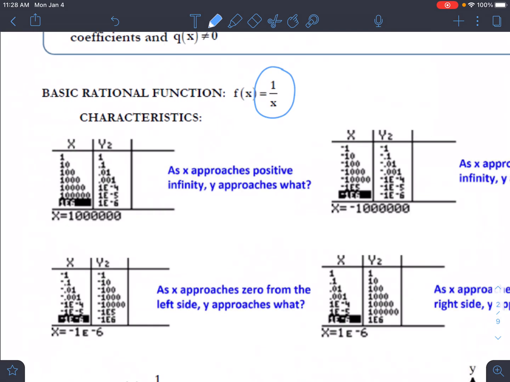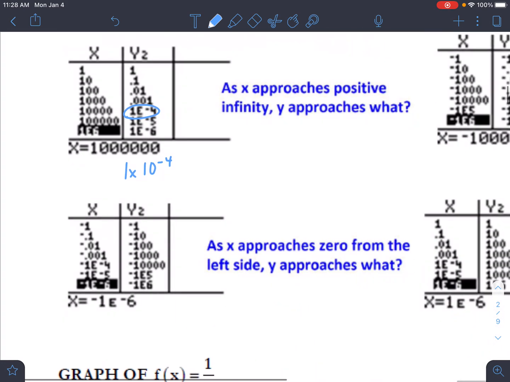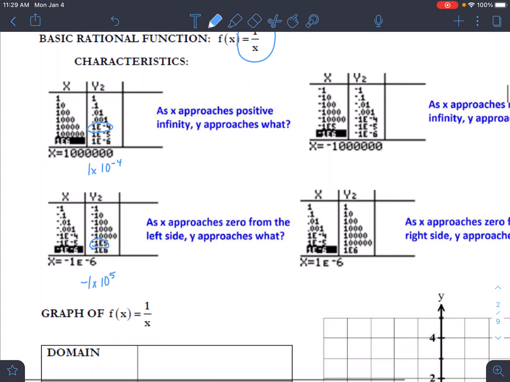Just a friendly reminder, 1e negative 4 means 1 times 10 to the negative fourth, which would be 0.0001, versus negative 1e to the fifth, which would be negative 1 times 10 to the fifth, so negative 100,000, a really big number. So it depends on whether that exponent is negative or positive.